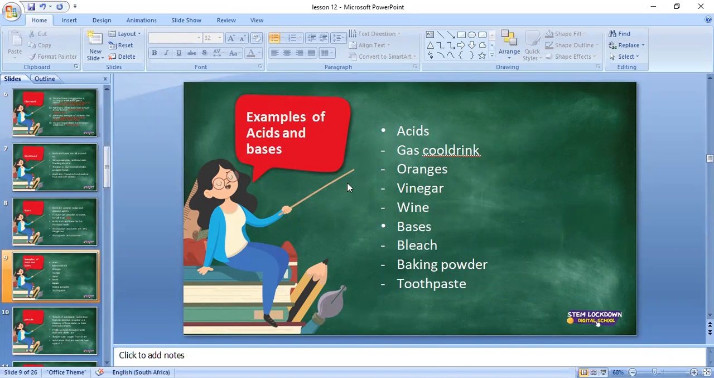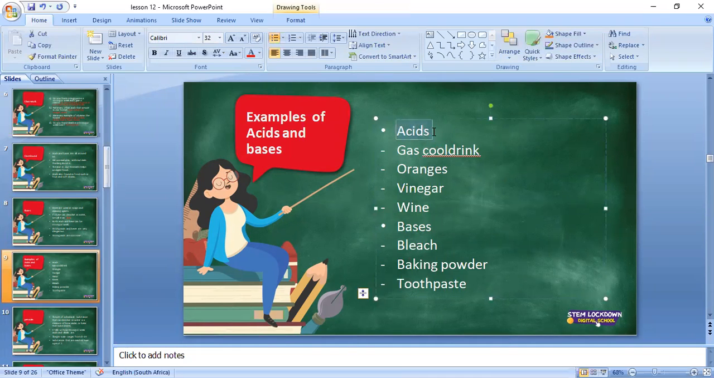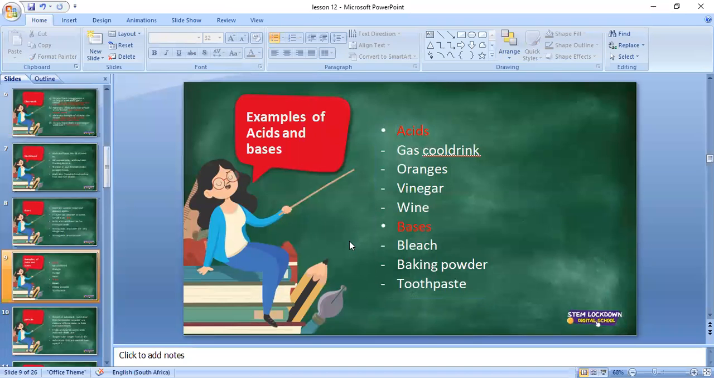So let me give you examples of acids. There we have Quest cool drink, which I've already given in our classwork. Then we've got bases. I want you to know this, because in your June test, most of you will be writing common tests. So you have gas, cool drink, oranges, vinegar, and wine. Those are examples of acids. Bases are bleach, baking powder, toothpaste, oven cleaner, Handy Andy. I said ammonia. Ammonia is a base.